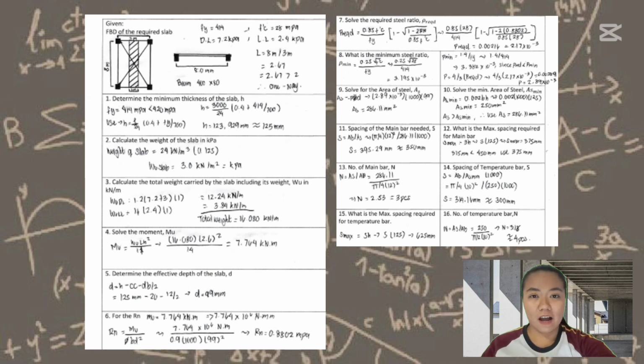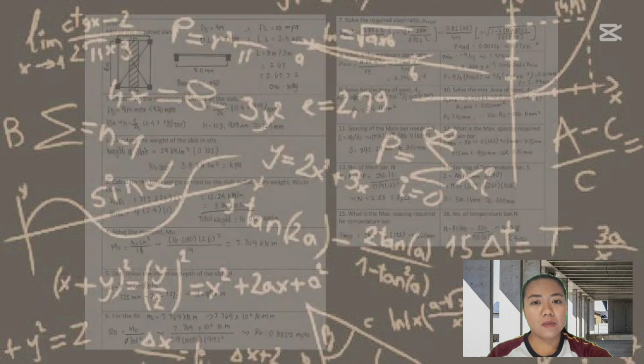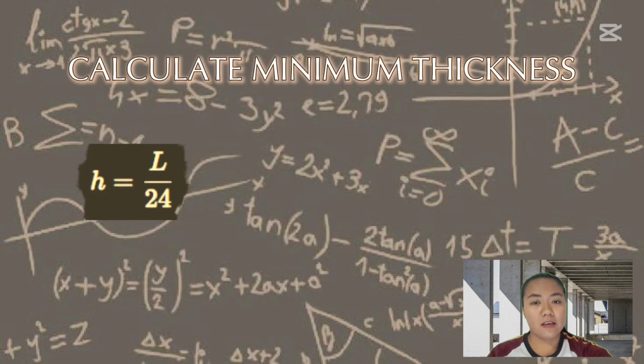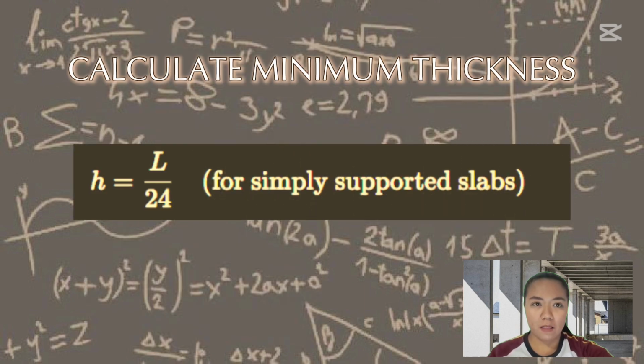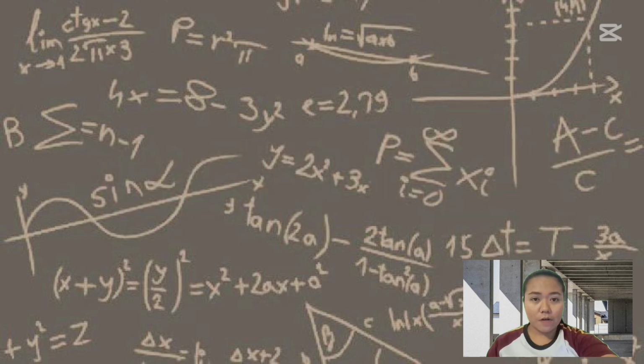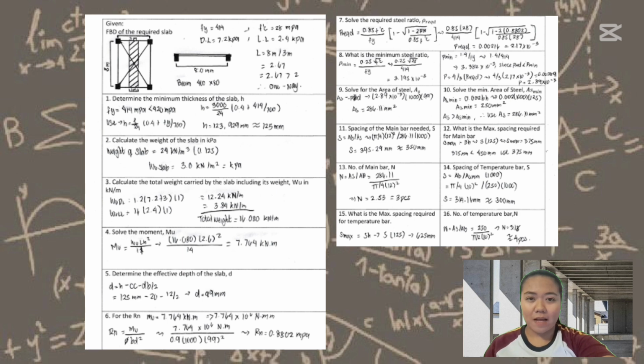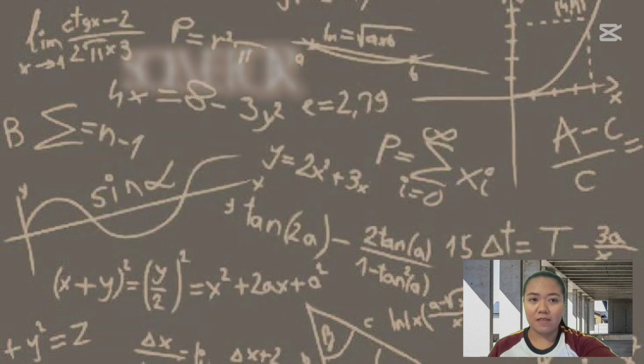A one-way slab is supported by beams on two opposite sides, and the load is carried in one direction. We calculate its minimum thickness using this: h = L/24 for a simply supported beam. First, we determine the minimum slab thickness to ensure stability before we calculate the weight of the slab and how much load it carries. Then, we solve for the moment using this formula.